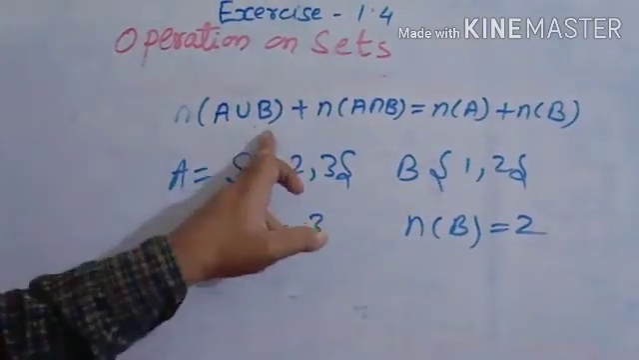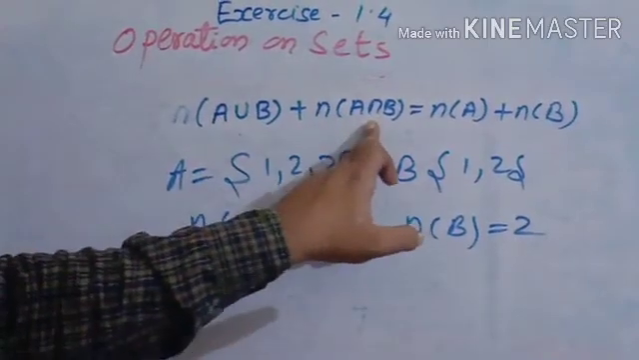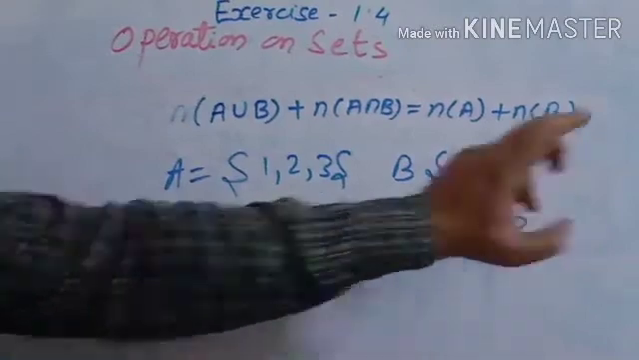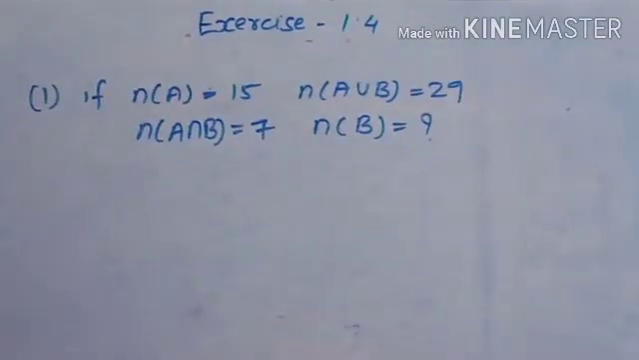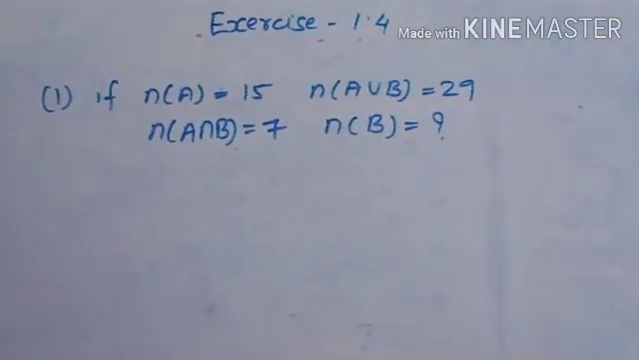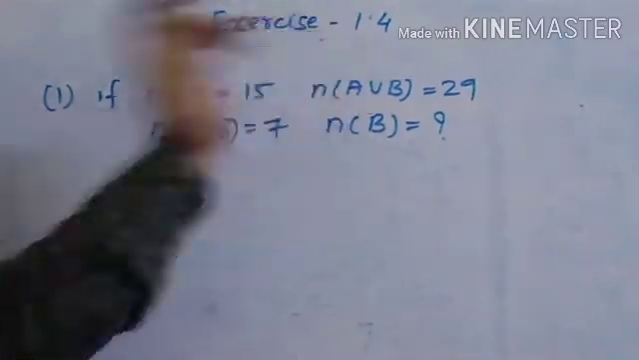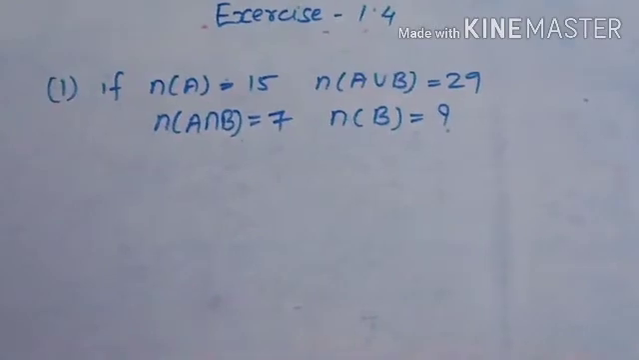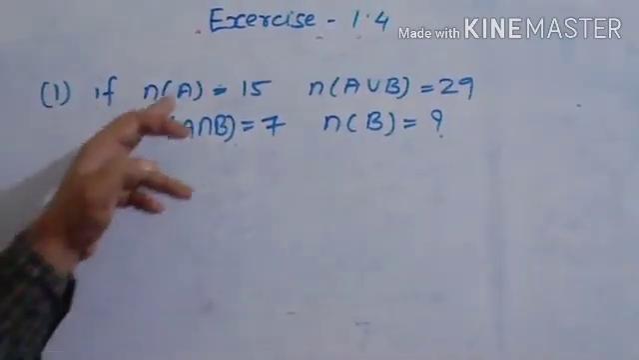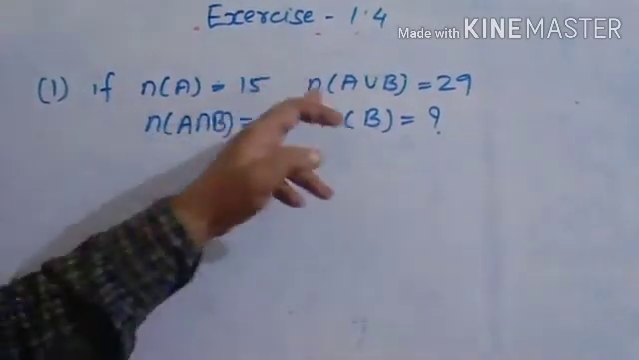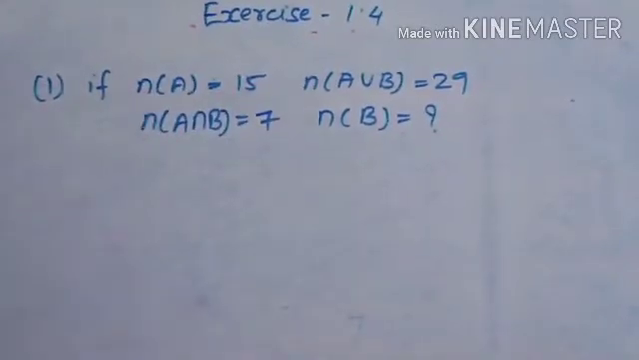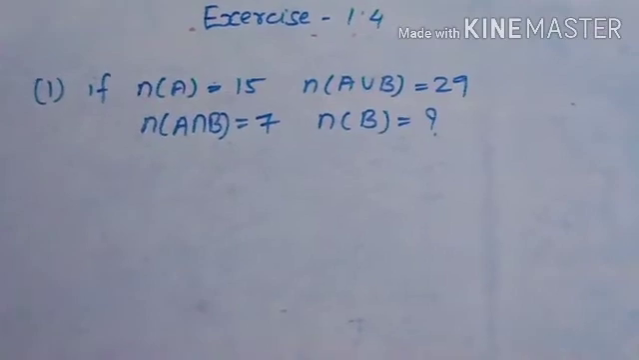Number of A union B plus number of A intersection B is equal to number of A plus number of B. Now we are going to start exercise 1.4, solving questions of exercise 1.4. Under this, the first question is: if number of A is equal to 15, number of A union B is equal to 29, and number of A intersection B is equal to 7, number of B is equal to what?